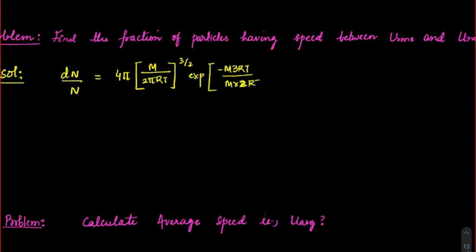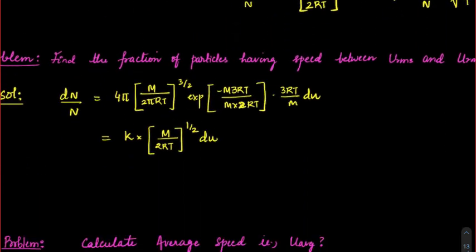This is 2RT, this whole into 3RT by m into du. So on substituting u square with the root mean square value, you would get this, and after solving everything you will get something like a constant into under root of m by RT, again (2RT) whole raised to the power of half into du, which is quite similar to the result you will get above, just the constant values would be different. So again, dn by n will be proportional to under root of m by T into du.